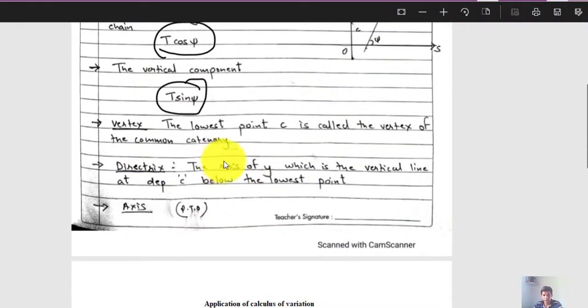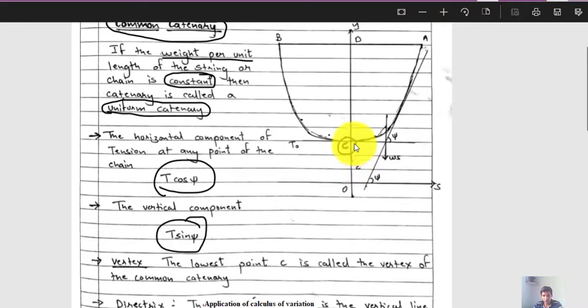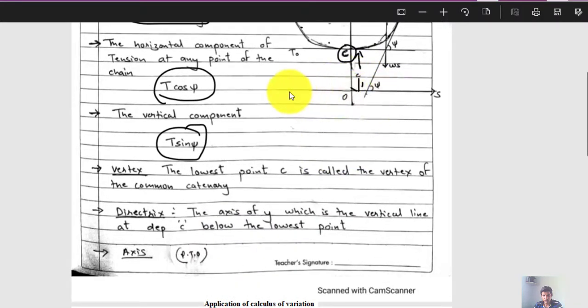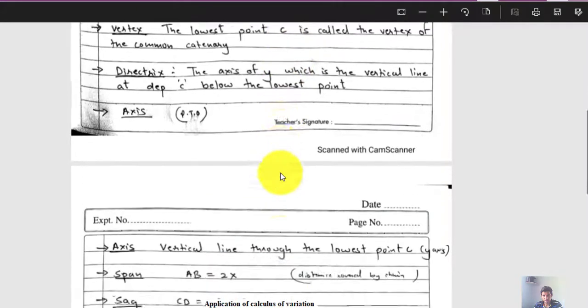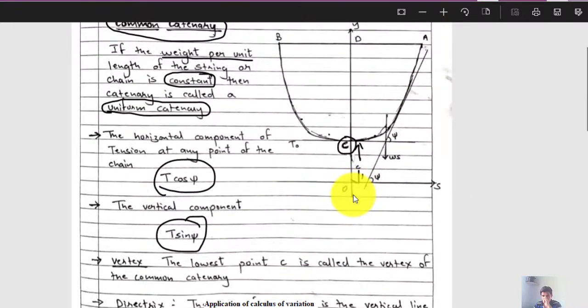Now the directrix: the axis of Y, which is a vertical line at depth c below the lowest point. This is some parameter, this is capital C, this is small c. So this line turns out to be your directrix. Now what do you mean by axis? The vertical line through the lowest point. From here to here, this is called your axis. So this is a general interpretation of a catenary.